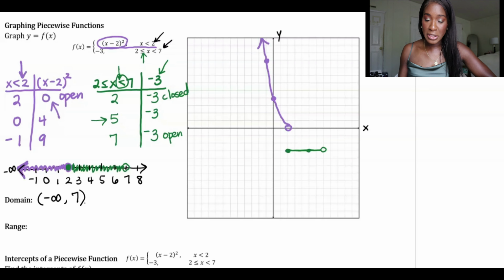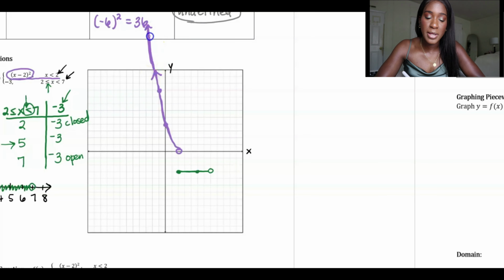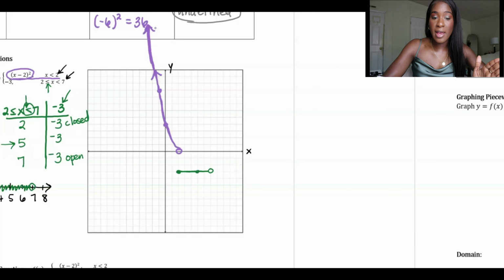We could also envision the domain graphically, and to do this, sometimes it's helpful to exaggerate your graph. What I mean by that is, this graph here is going to continue to go up and slowly creep over to the left. So you can see this extended piece that I've put in here. It's continuing to creep to the left.